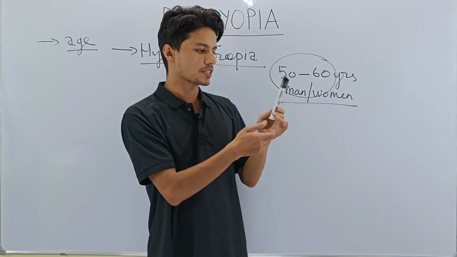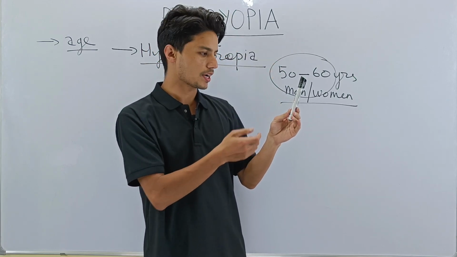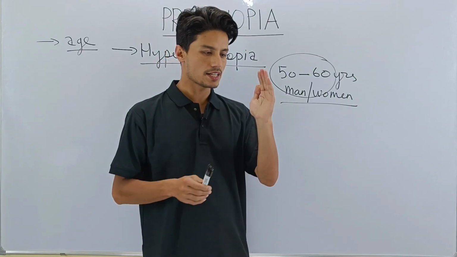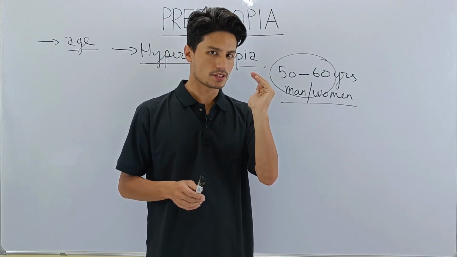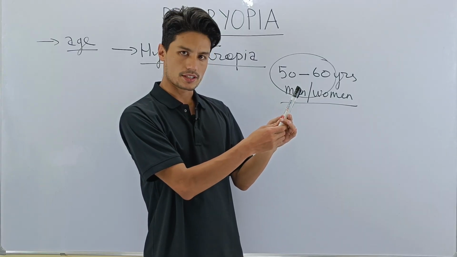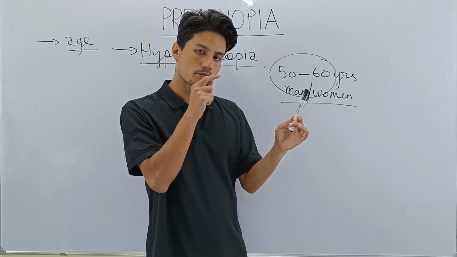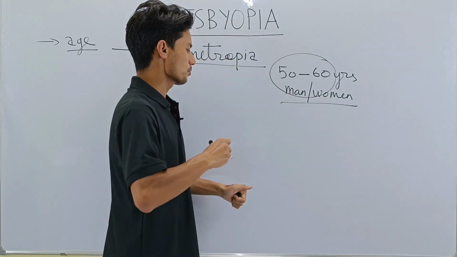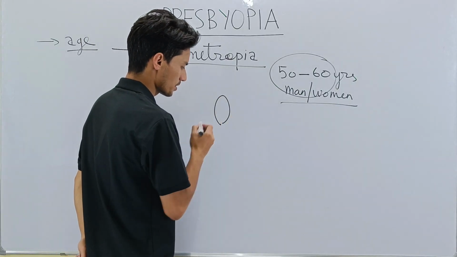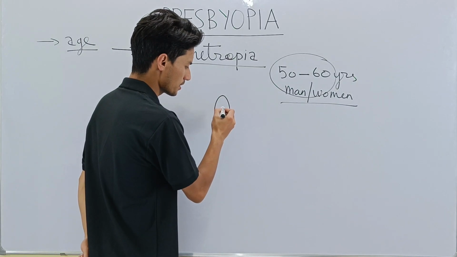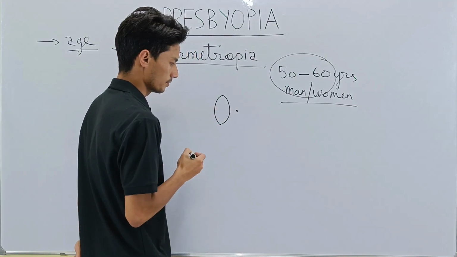whenever they try to see a near object, what happens to our eye? The lens has to increase its curvature. Yes or no? The lens has to increase its curvature because you are seeing a nearby object. So the focal length has to be shortened. In order to decrease the focal length, the lens has to increase its curvature. If the lens increases the curvature, the focal length becomes near.